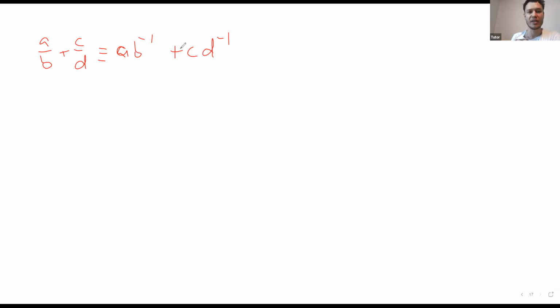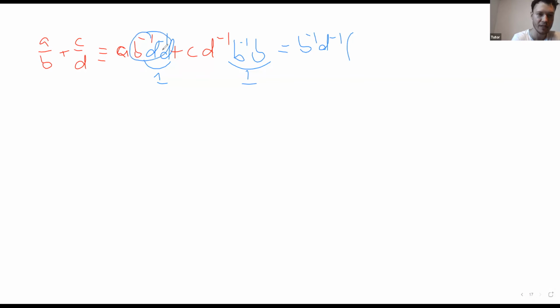Okay, so now look at this thing in here. What is one thing I can do? I want to have some common stuff that I can take out. This has some D, this has some B. So B and D are the things that I want to work with. One thing I can do is add B inverse times B, which is just a 1. And in here, I can add D inverse times D, which is again just a 1. Now I can take B inverse D inverse in front of the parentheses. So I can rewrite this as B inverse D inverse, and now what am I going to have inside? Well, this one is going to go in front of the parentheses, and in here I'm going to be left with AD.